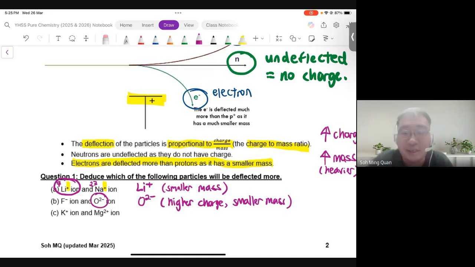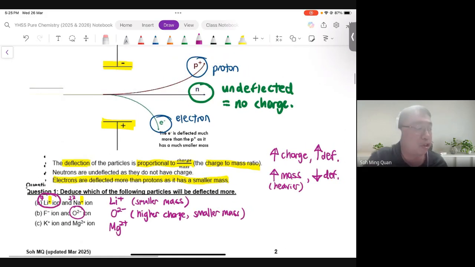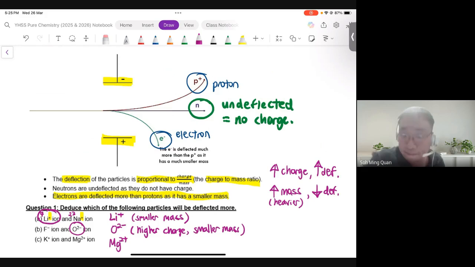All right, so I can see some of you responding for 1C. Yes, indeed, for 1C, Mg2+ will be deflected more. Higher charge, smaller mass as well. Magnesium has a much smaller mass than potassium. So that covers the deflection or behavior of charged particles in an electric field. This is what you commonly see in the first chapter of A-level H2 Chem.